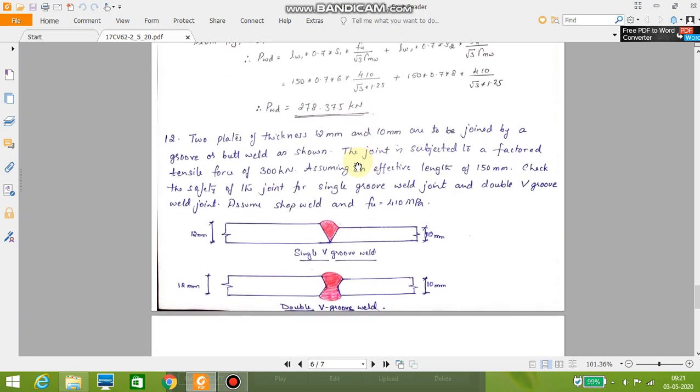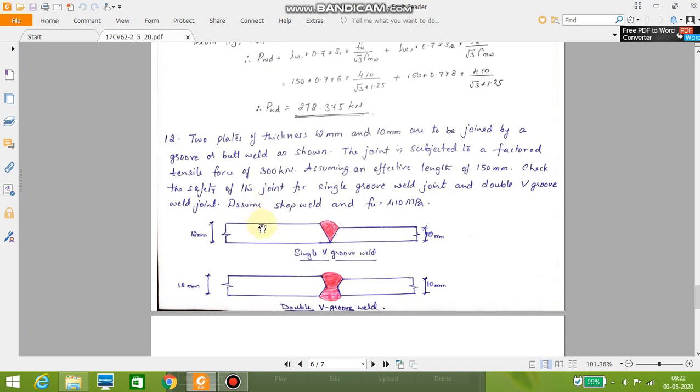Let us go for the last problem. A butt joint, partial penetration and full penetration. Two plates of thickness 12 mm and 10 mm are to be joined by groove or butt weld as shown in the figure. The joint is subjected to a factored tensile force of 300 kN. Assuming an effective length of 150 mm, check the safety of the joint for single V groove weld and double V groove weld joint. Assume shop weld and Fu equal to 410 MPa.